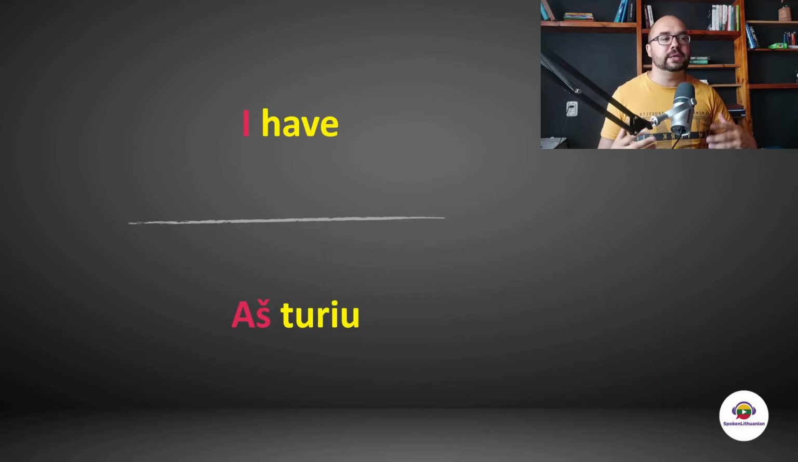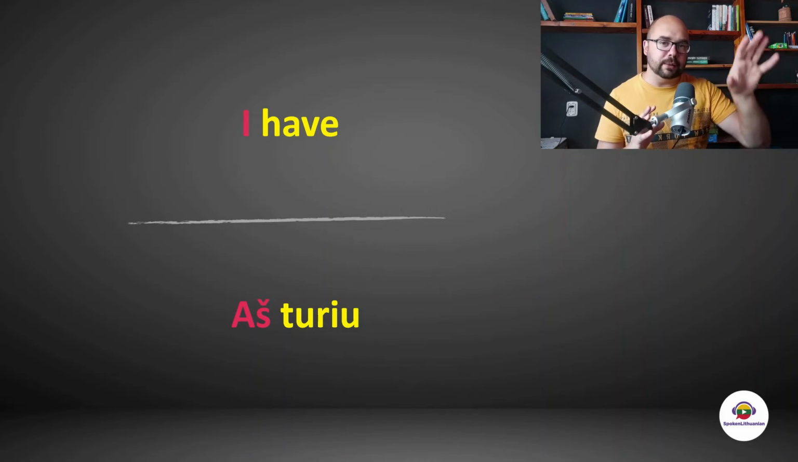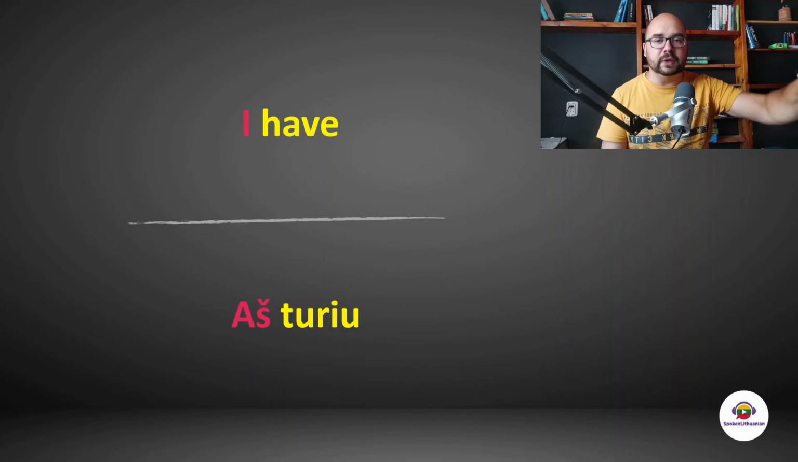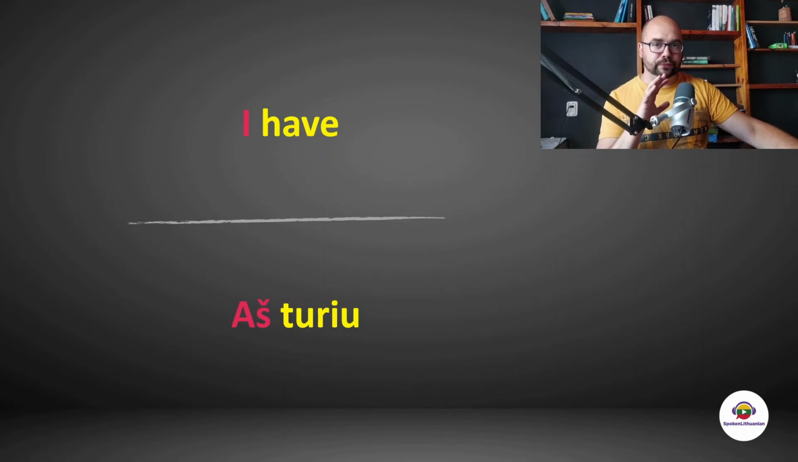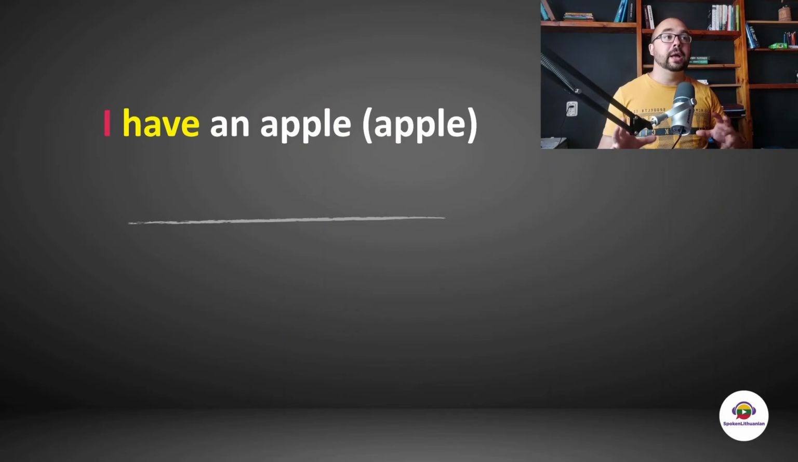I promise you, I will make a lesson about all of these endings, why, for example, aš valgo, o ending, and in this case, I have, aš turiu, u ending, different ending. I will explain this. Now, for this particular time, just bear in mind that we're using just these words with these forms and not try to think too much of how they work. I have in this case, aš turiu. Now we're just looking at the sentence structure. I have an apple.